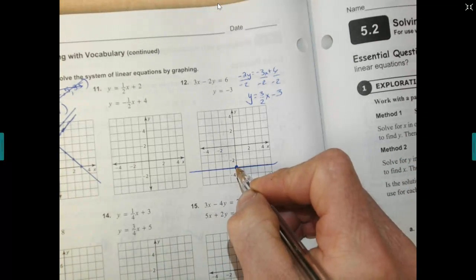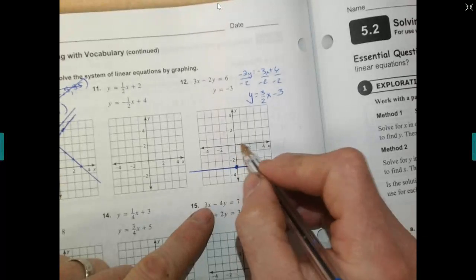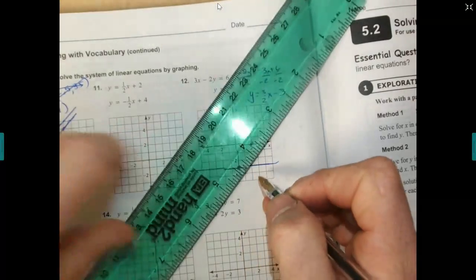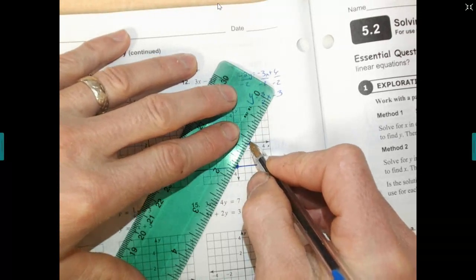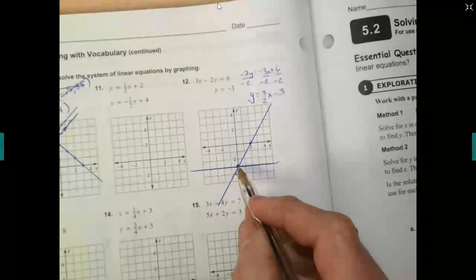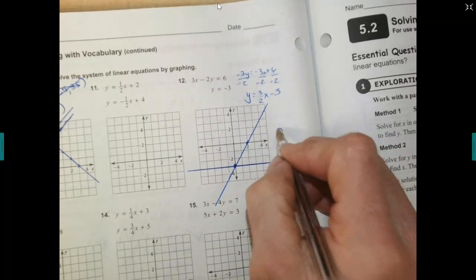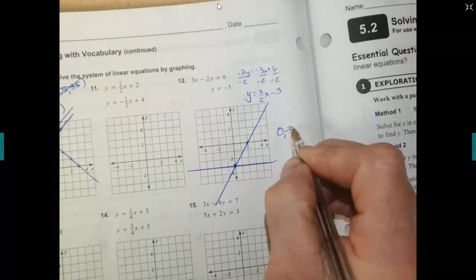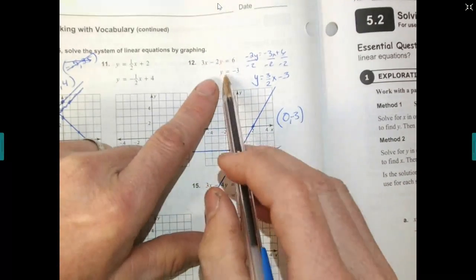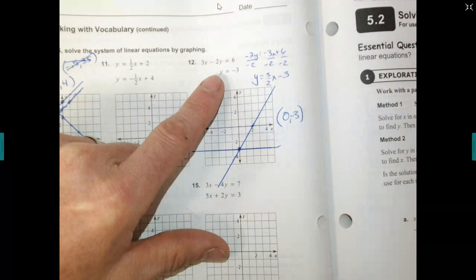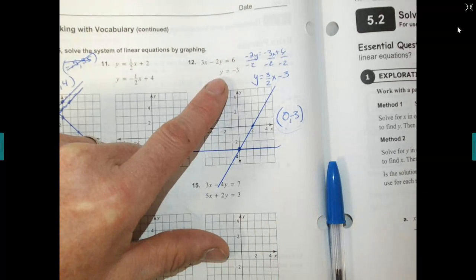Is that my point right there? And then 3. 1, 2, 3, 1, 2. So there's my line, and it looks like I cross at 0, negative 3. So let's check that in Desmos. I'm going to put these two equations into Desmos and see if they cross at 0, negative 3.